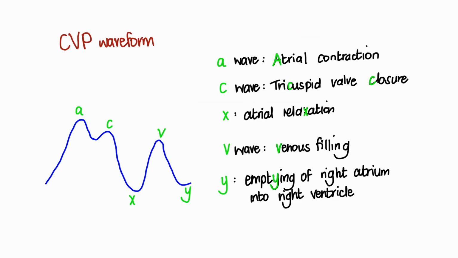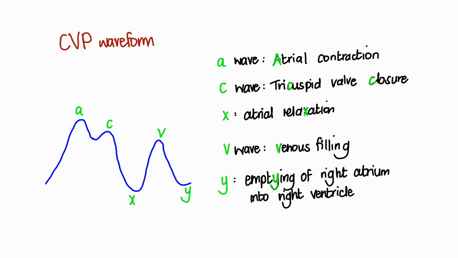I know this might be a new concept for a lot of people, so I just want to go through a mnemonic about how to remember these waves and what they represent, just to make it a little bit easier. So I've put the letters in green that correspond. Okay, so A wave represents atrial contraction. The next little positive deflection, the C wave, represents tricuspid valve closure. So it's when the tricuspid valve snaps shut or closes.